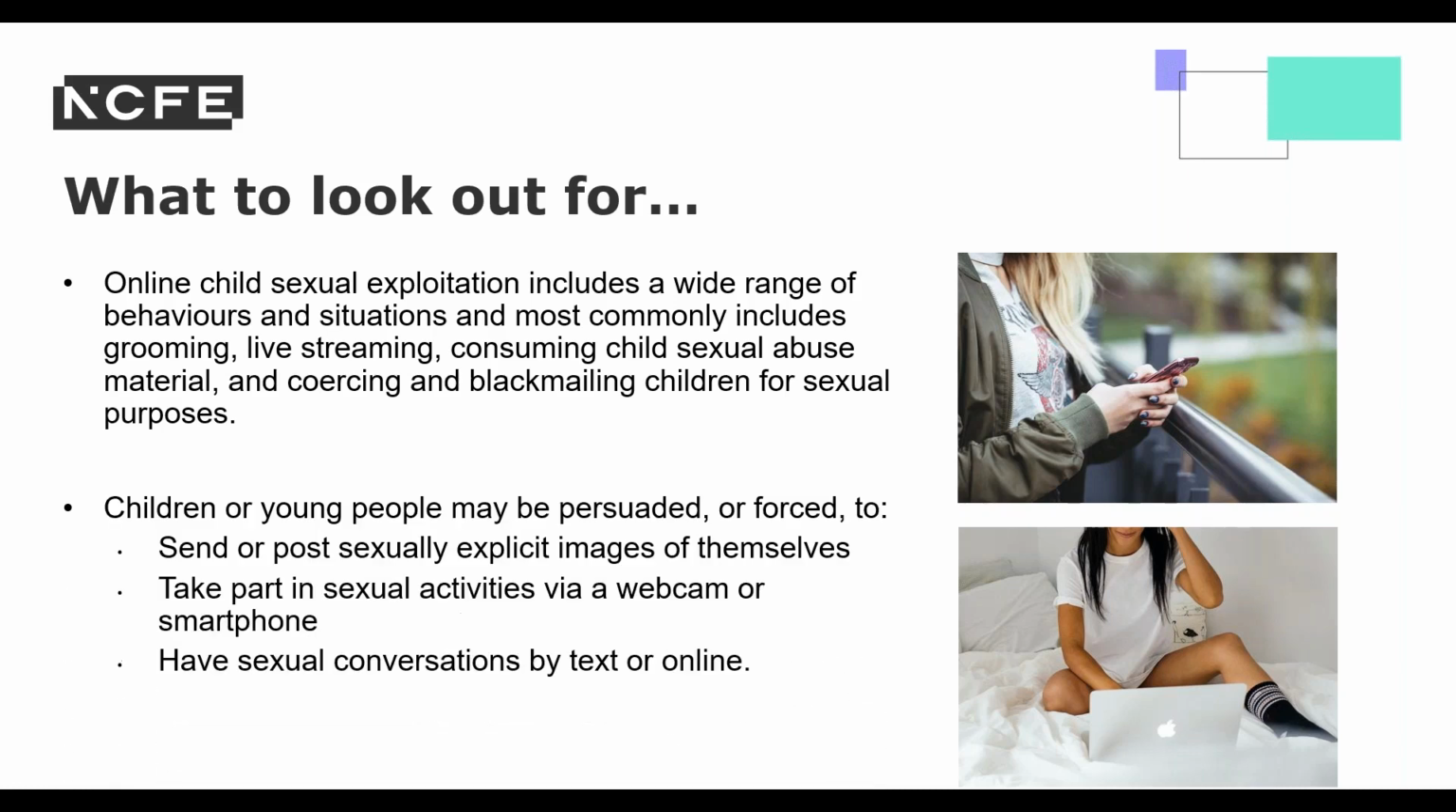When sexual exploitation happens online, young people may be persuaded or forced to send or post sexually explicit images of themselves, take part in sexual activities via a webcam or smartphone, and have sexual conversations by text or online. This could include an adult engaging a child in a chat about sexual acts, an adult sending nude or pornographic images of themselves to a child, or exposing themselves via live streaming, asking a child to view pornography, images or video, asking a child to perform sexual acts, expose themselves or share sexual images, taking or making and sharing or showing indecent images of children. All of these need to be made aware of.